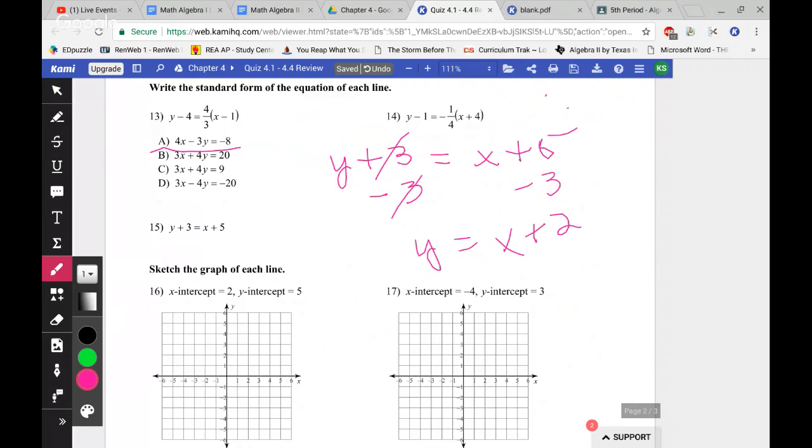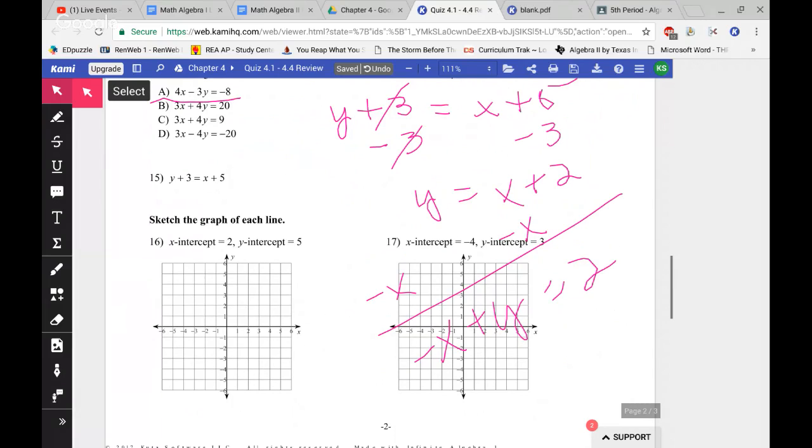Now what I'm going to do is move my x to the other side. And to do that, if I'm moving one thing to another side, I have to do the opposite. So it would be minus x on both sides. So I'm going to have minus x plus y equals 2. That's what I got. I didn't completely fail. And of course you're not going to.